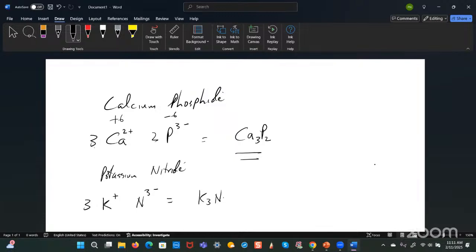So that's how you determine the formula for binary ionic compounds based on the name. And you should be able to do the reverse. So for assignment number 5, we're going to start off with naming such compounds.